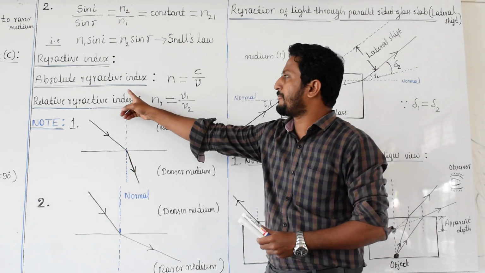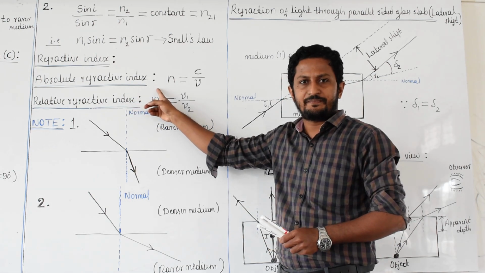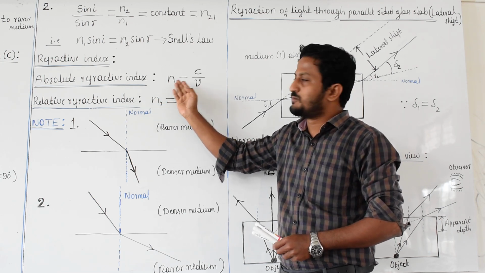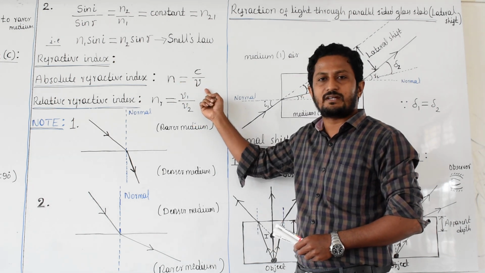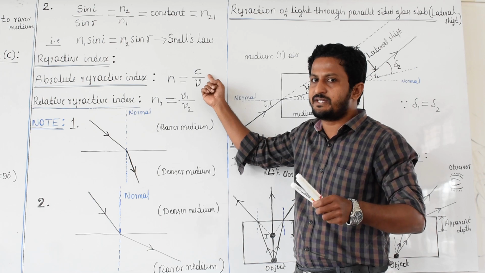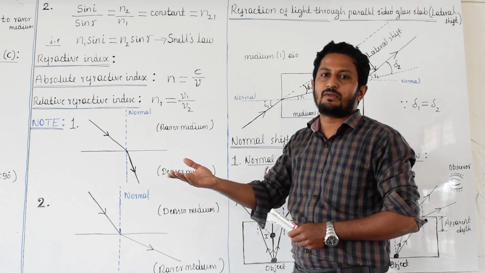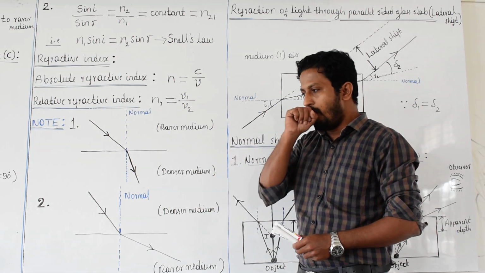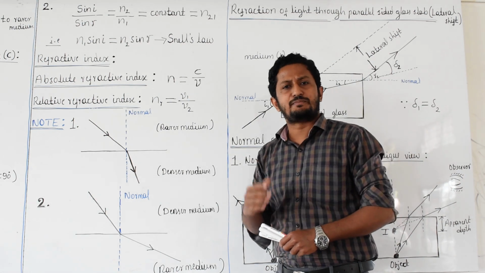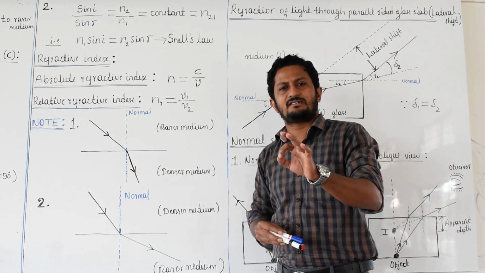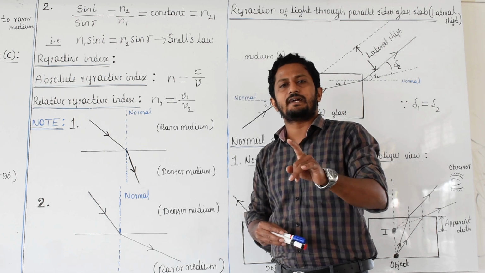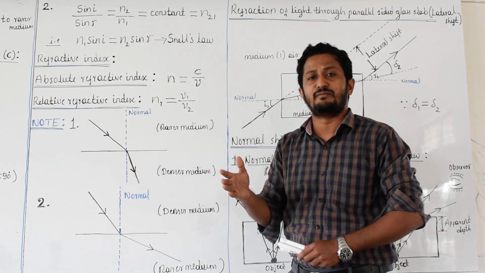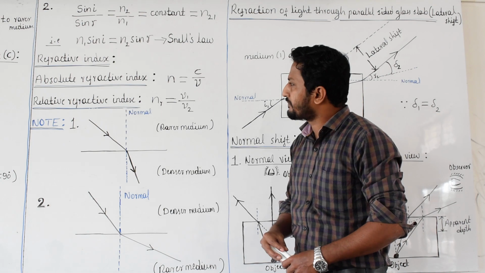Just look here, the absolute refractive index that we are going to represent with the symbol small n, that is equal to c by v. Here c is the speed of light in air or vacuum, and v means the speed of light in any given medium. What does absolute refractive index mean? It's just the ratio of speed of light in air or vacuum to the speed of light in any given medium.